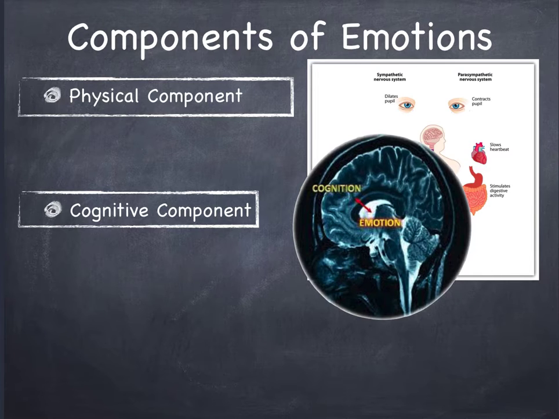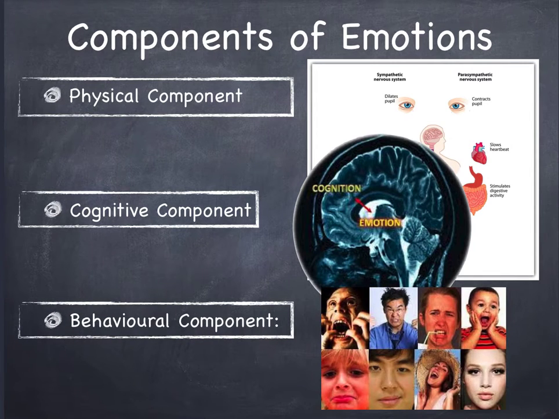Now, over time, we gain greater strength about what physiological responses mean, and we start to rely a little more strongly on our thinking. But that's not the only part of it either. The third part is that of a behavioral component. The behavioral component of an emotion involves a tendency to express or not express the emotion.